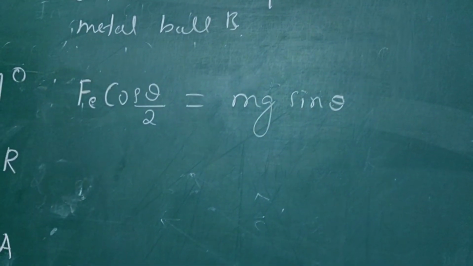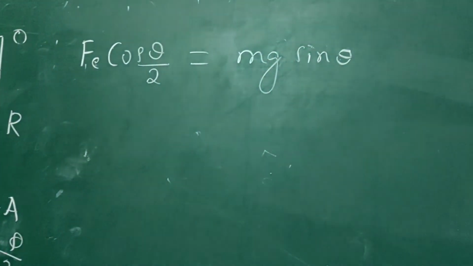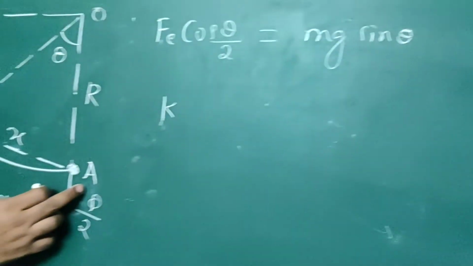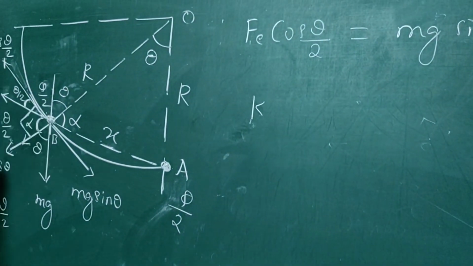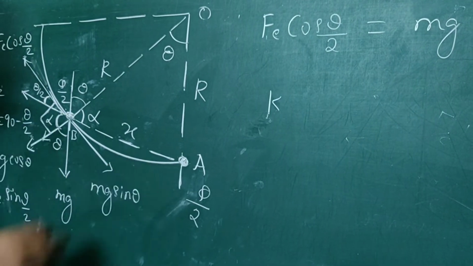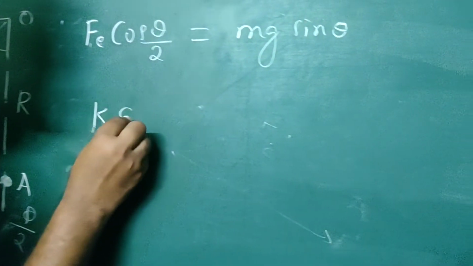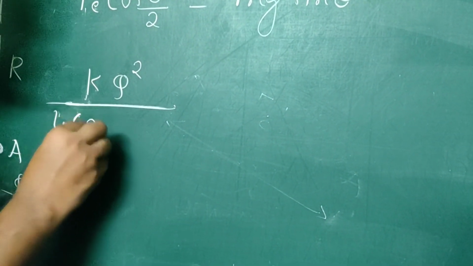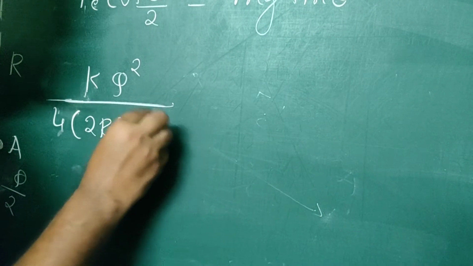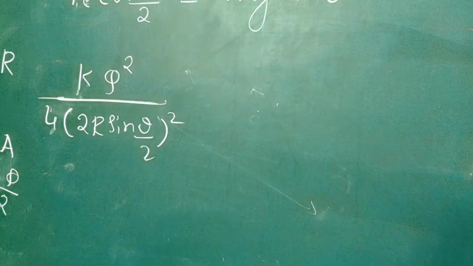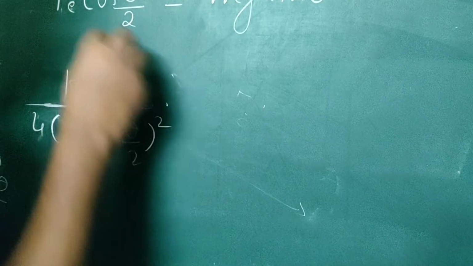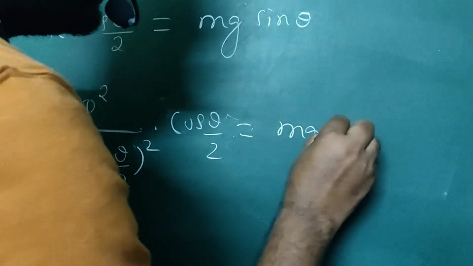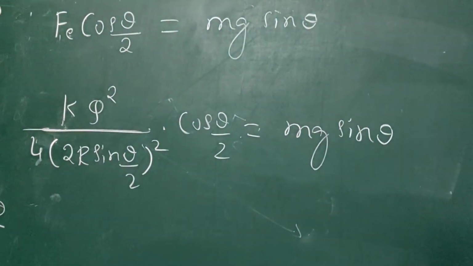How to solve for Fe? You can use Coulomb's law, K Q1 into Q2 by R square. So what is the charge of the first body? Q by 2. What is the charge of the second body? Q by 2. What is the separation between them? AB. Apply this here. What I am going to get? Q square by 4. Separation between the two charges is 2R sin theta by 2, just now we have proved, into cos theta by 2 equals mg sin theta. Take a look at this.